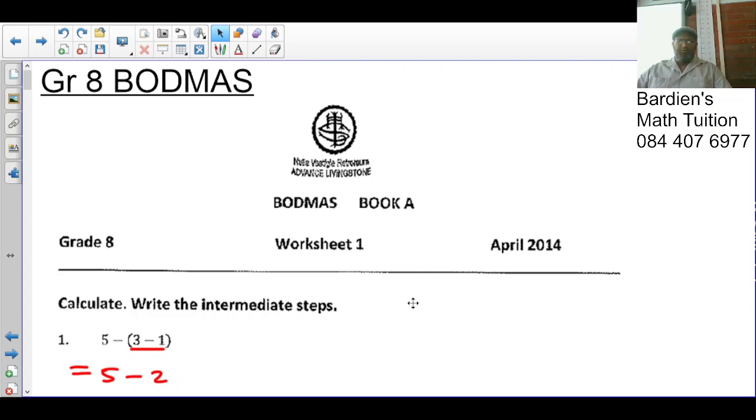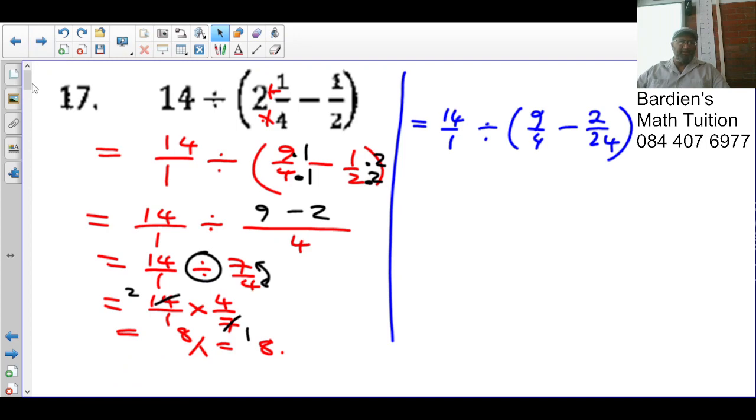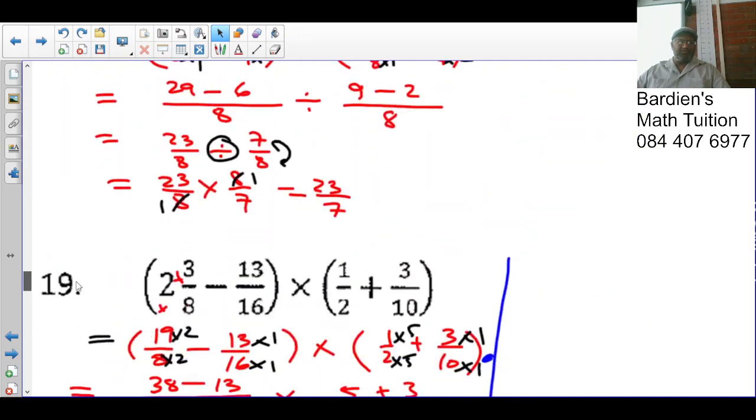Bismillah. Good morning, class. So at this point we're looking at BODMAS fractions. We are on Book B, Worksheet 2, odd numbers.